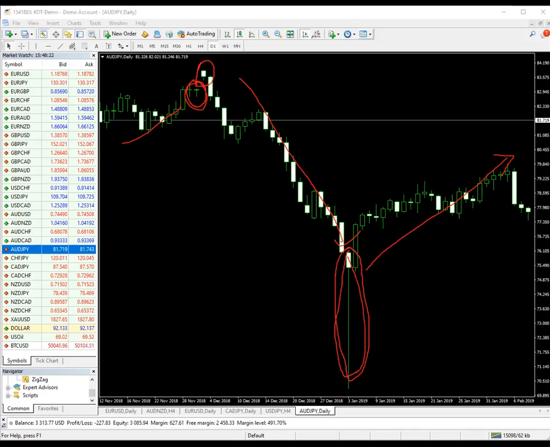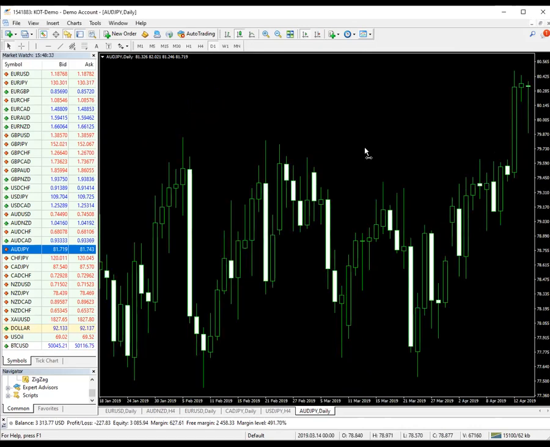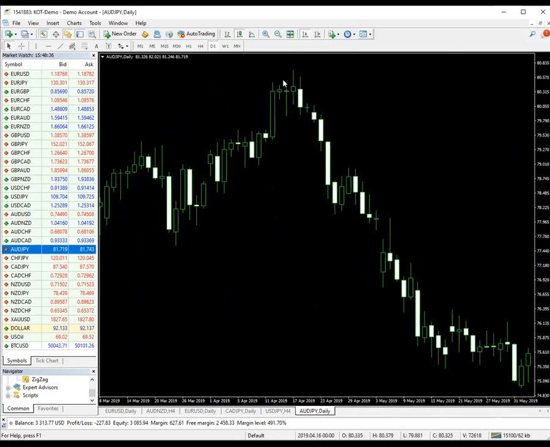I'm sure you can spot this when you see them on other charts. So please just go through your charts and see if you can spot dojis. Look at it here. There was another doji here.